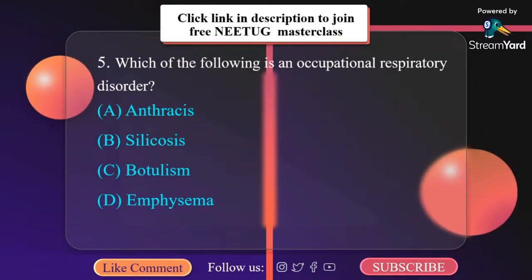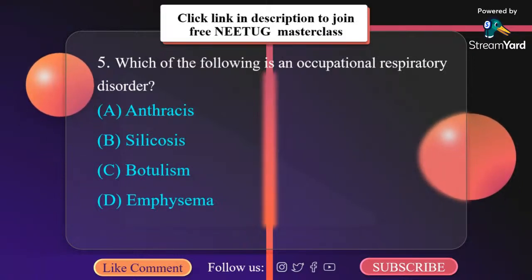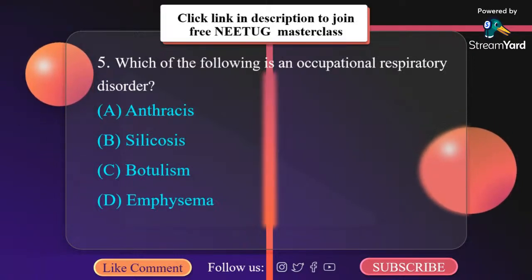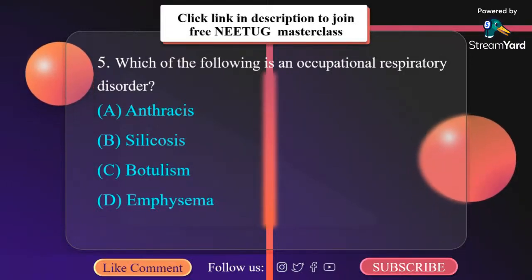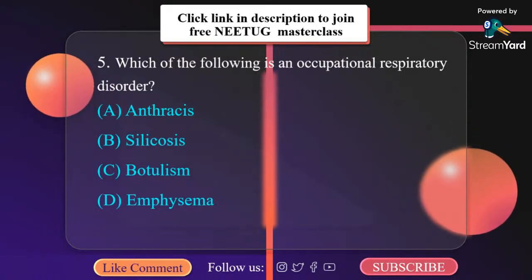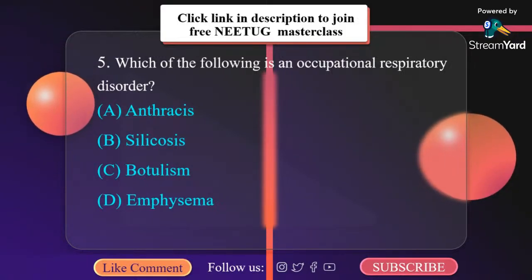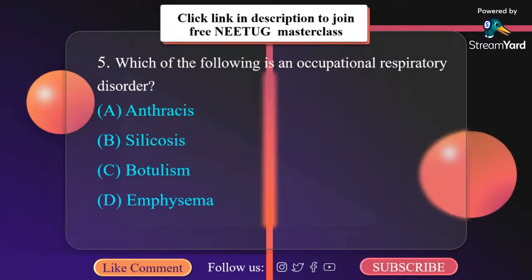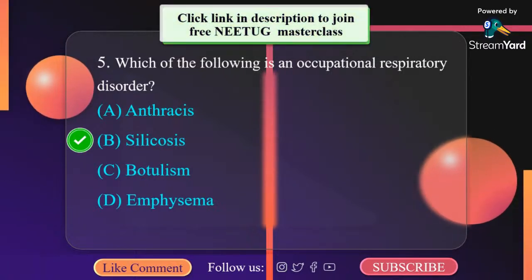Silicosis is an occupational disease that occurs due to excessive inhalation of silica dust by workers of the mining industry. Long exposure can cause proliferation of fibrous connective tissue of the upper part of lung, causing inflammation. Anthrax and botulism are bacterial diseases of humans caused by Bacillus anthracis and Clostridium botulinum, respectively. Emphysema is abnormal distension of bronchioles or alveolar sacs of lungs. So the correct option here is silicosis.